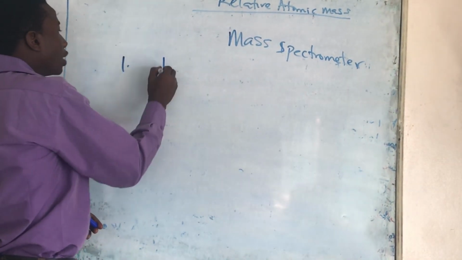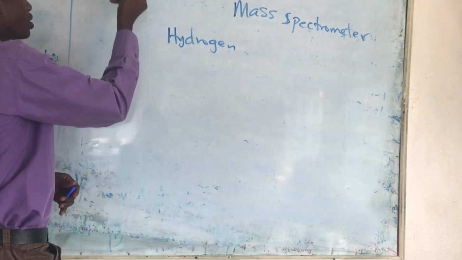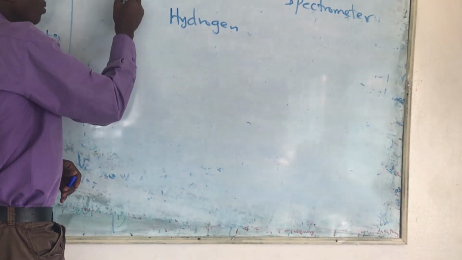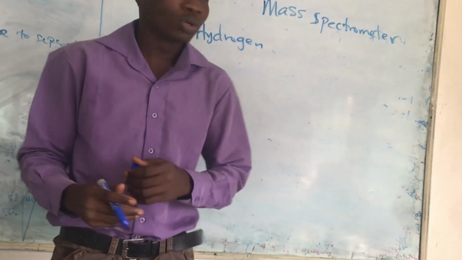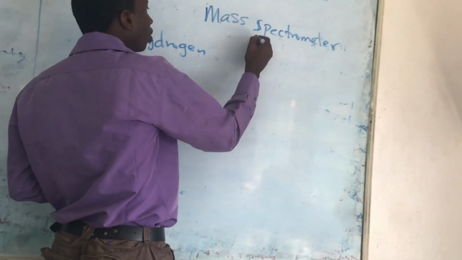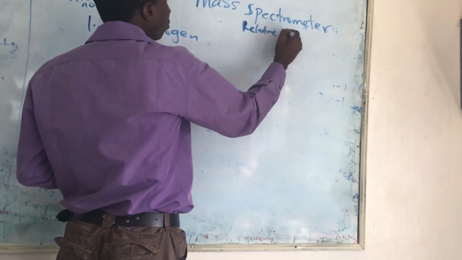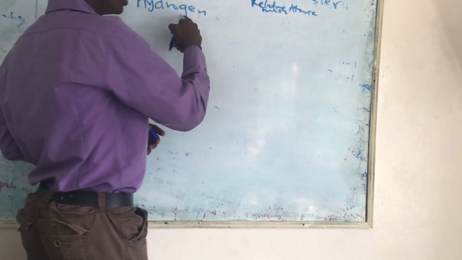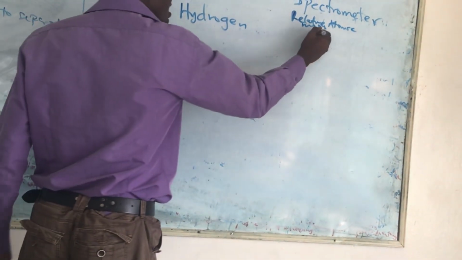We have hydrogen. I told you that this is the atomic number in the last class. The atomic number is the number that the element belongs to in the periodic table. So we also have the mass number, the relative atomic mass. For hydrogen, the atomic number is 1. The relative atomic mass is also 1.